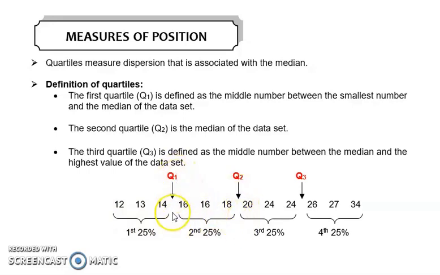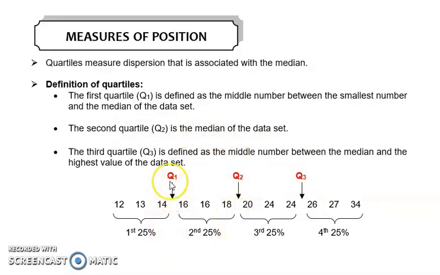So this is Q1. In contrast, Q3. Q3 is defined as the middle number between the median and the highest value of the data set. So here is the highest value, or the largest value, and the middle value here will be Q3. For Q2, or median value, the median is the middle value.